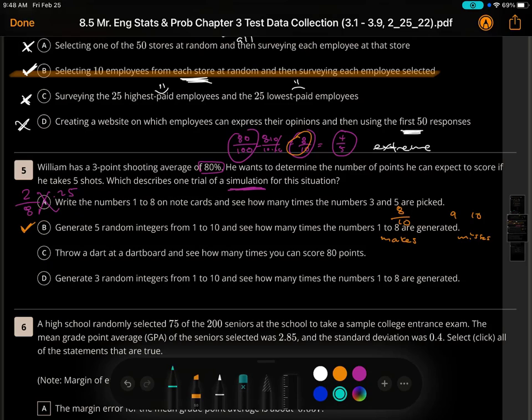C, throw a dart at the dartboard and see how many times you can score 80 points. In a dartboard, there are different sizes, right? And more points accumulated, but it doesn't necessarily reflect an 80% accuracy. And the last one, generate 3 random integers from 1 to 10 and see how many times the numbers 1 through 8 are generated.